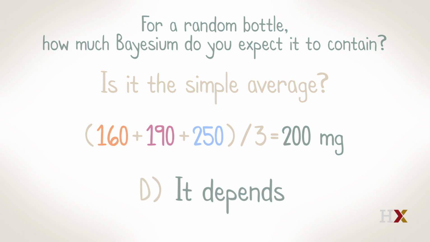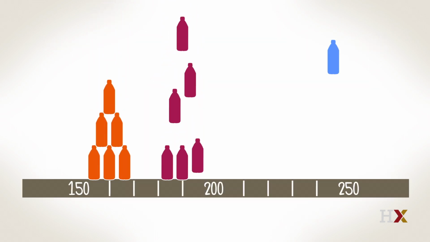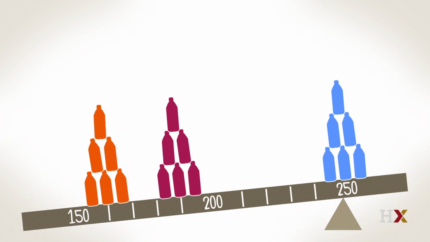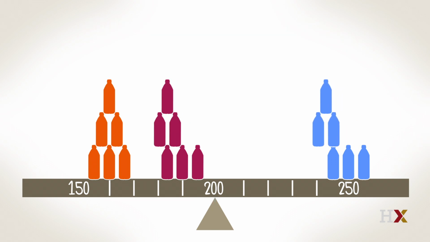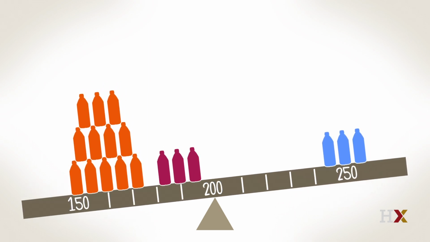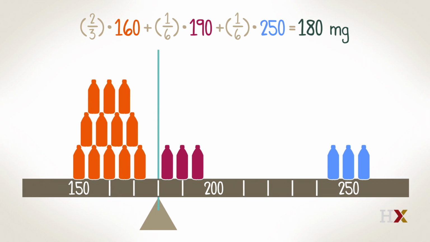The average bayesium level is a weighted average of the separate average bayesium levels for the 3 cities, where the weights depend on what proportion of water is sourced from each of the cities. The simple average makes sense if 1/3 of the water comes from each of the cities. But if, for example, 2/3 of the water comes from Discrete Town and only 1/6 comes from Baysville and 1/6 from Continuopolis, then the overall average is 180 milligrams.